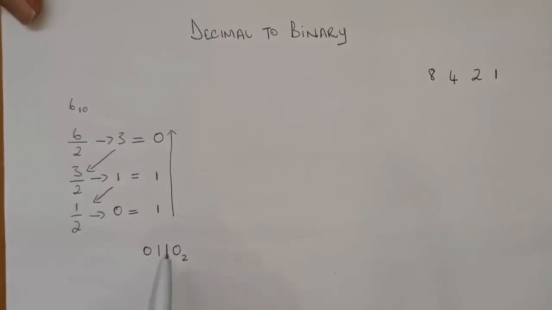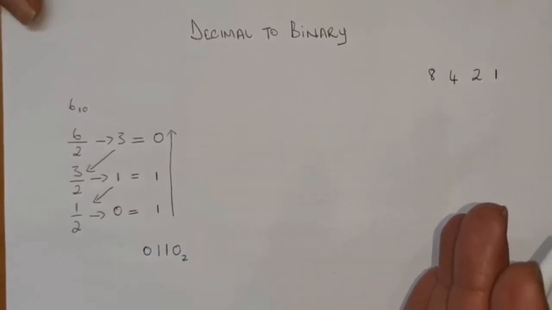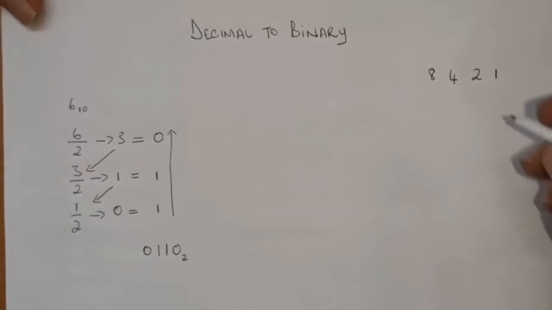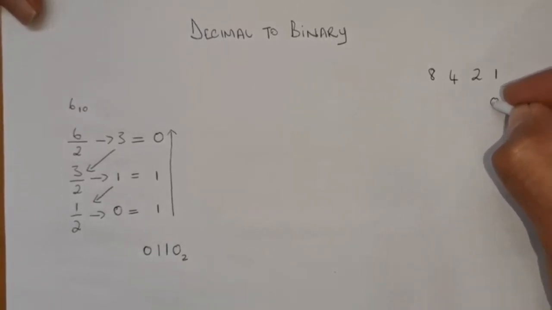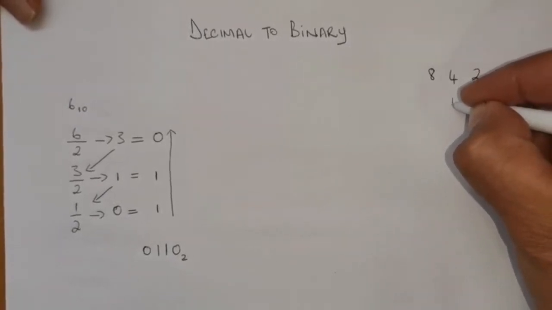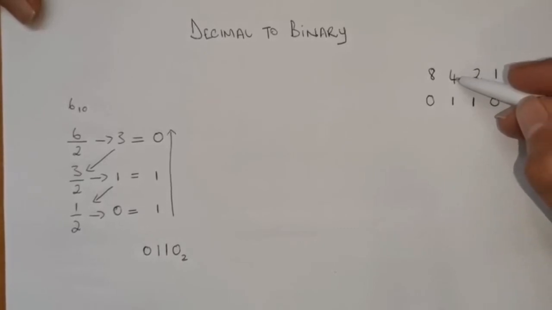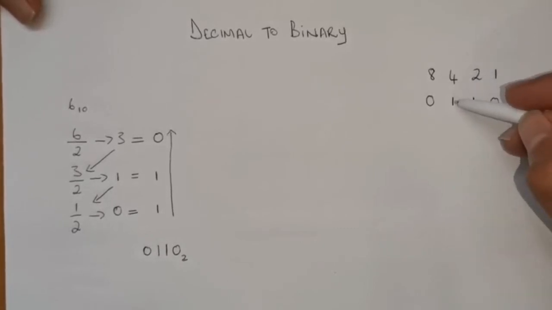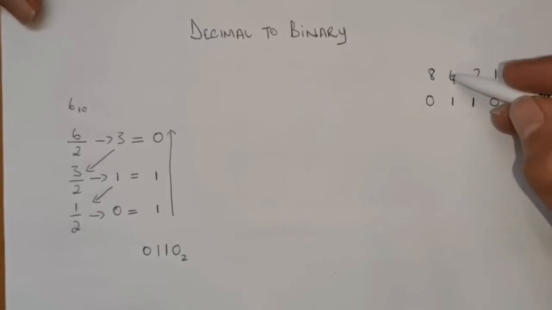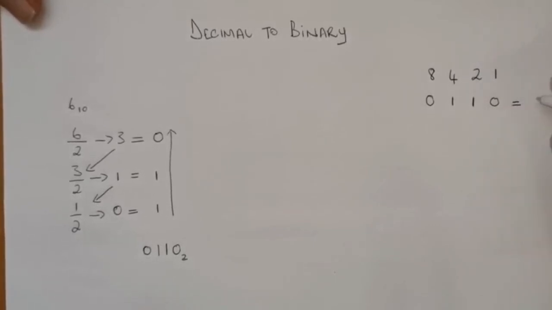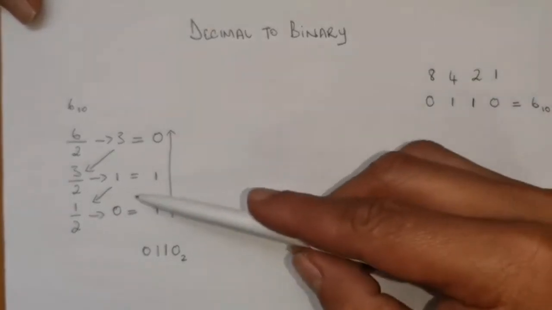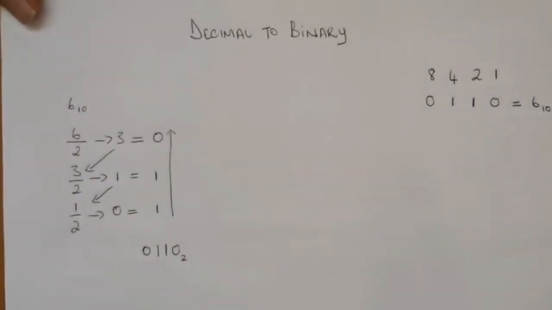So how do I write the number in my code? I will write it from the right hand side going to my left. So if I put it in here, 0 1 1 0, and I add these two numbers in my code, remember I count wherever there is a 1, 4 plus 2 equals 6 to the base 10, and there I can see that I have done this calculation correctly.